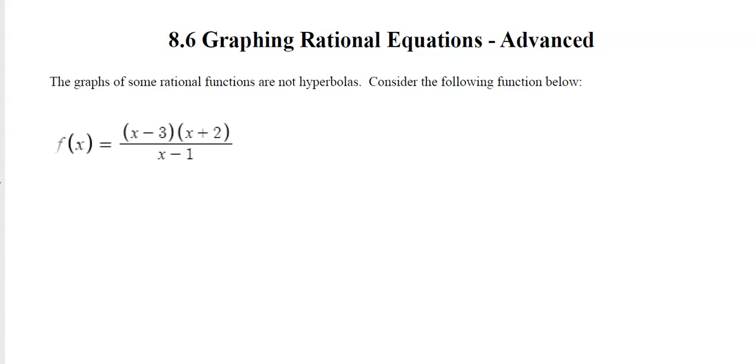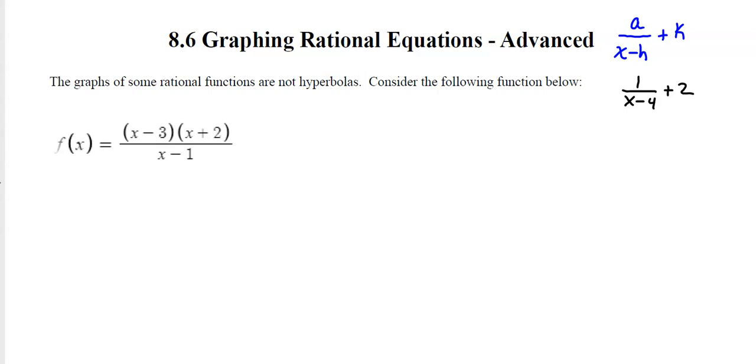All right, last section, 8.6, graphing rational equations. This is the advanced stuff. So just a quick little refresher. Yesterday, everything was in the form of a over x minus h plus k. So an example of that would be something like 1 over x minus 4 plus 2. And we got some information from that.